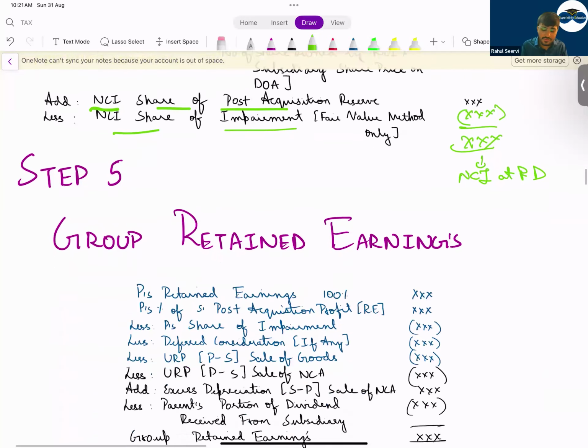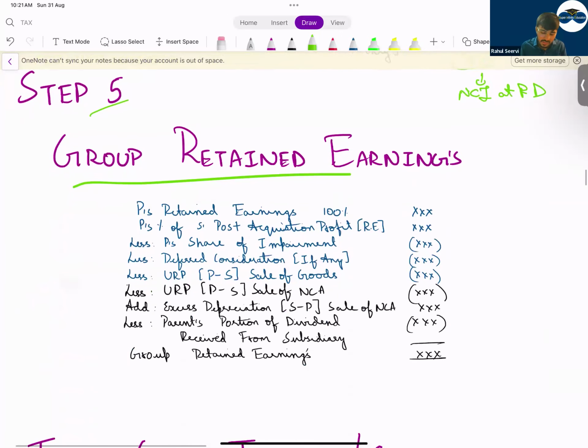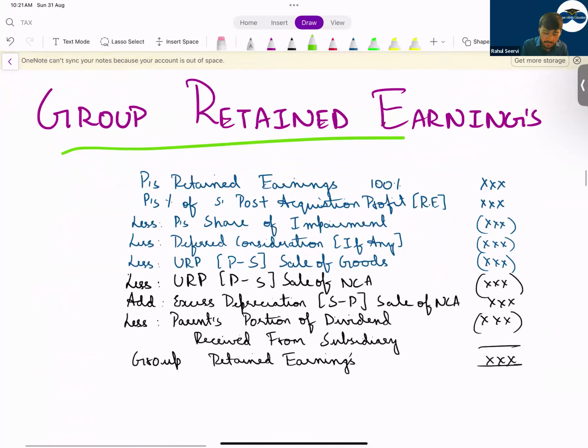Step 5 is group retained earnings, a very important thing. We write down P's retained earnings 100%. Then P's post acquisition profits. Then we reduce the impairment share. Now understand, whenever the parent company's profit is affected, you adjust in retained earnings. Whenever the subsidiary's profit is affected, you adjust in post acquisition profits under your net assets. So less deferred consideration, contingent consideration, any decrease or increase you will record here.